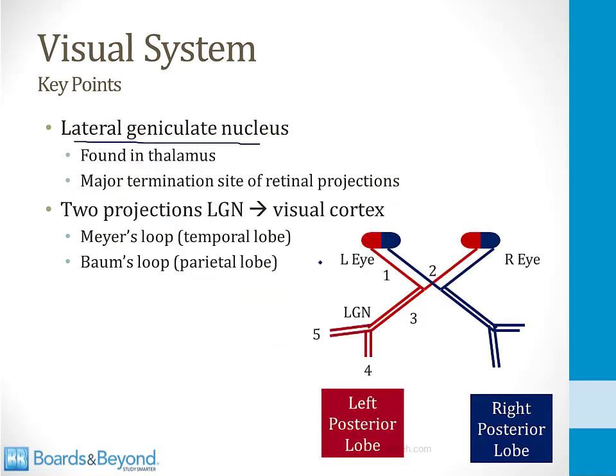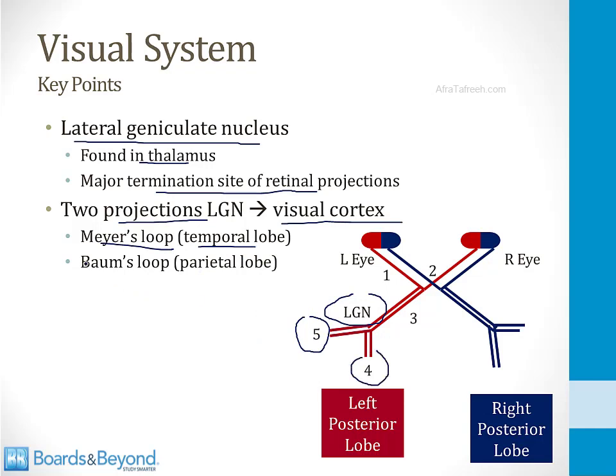The lateral geniculate nucleus, which I've shown in my drawing here, is found in the thalamus. It's the major termination site of the retinal projections. There are 2 projections from the lateral geniculate nucleus that carry signals to the visual cortex in the posterior or occipital lobe of the brain. Those are Meyer's loop, which is number 5 shown in this drawing. Meyer's loop is found in the temporal lobe, and the other projection is number 4 here. That's Baum's loop, found in the parietal lobe.